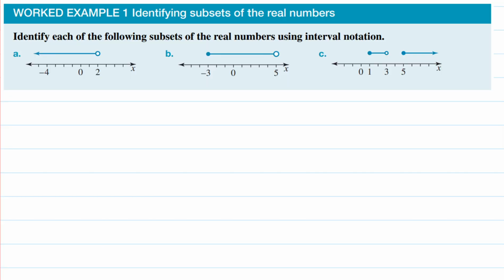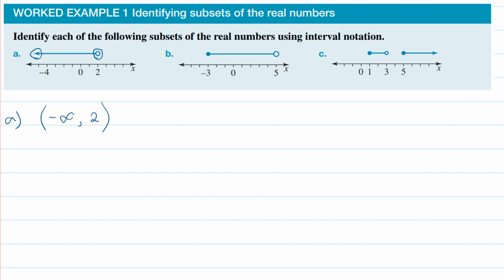Now, looking at the example for part A, we can see a boundary at 2, so it's the biggest value that x could be, but it does not include 2. And we have a left arrow, which means it will go to negative infinity. So the subset of answers for that first one, for A, should be going from negative infinity all the way to 2. Circular brackets on both sides, because it's always a circular bracket with infinity, and a circular bracket when the circle is not coloured in.